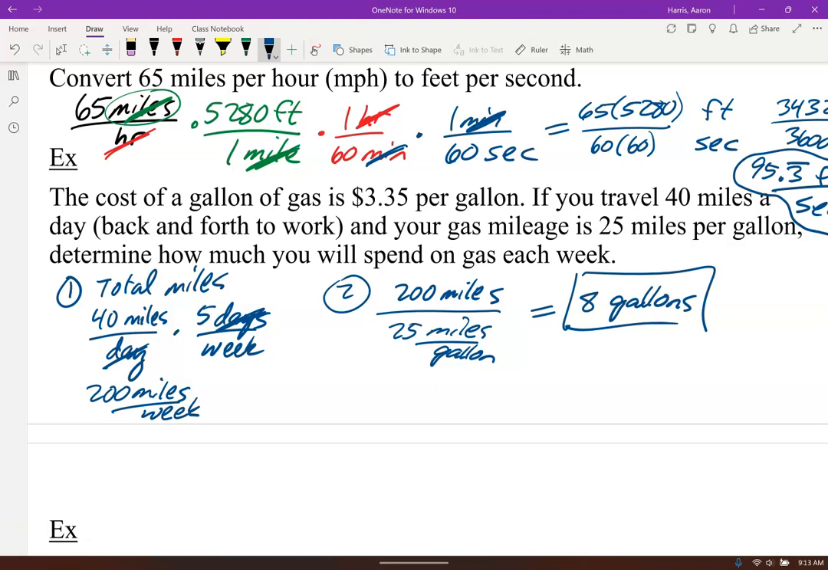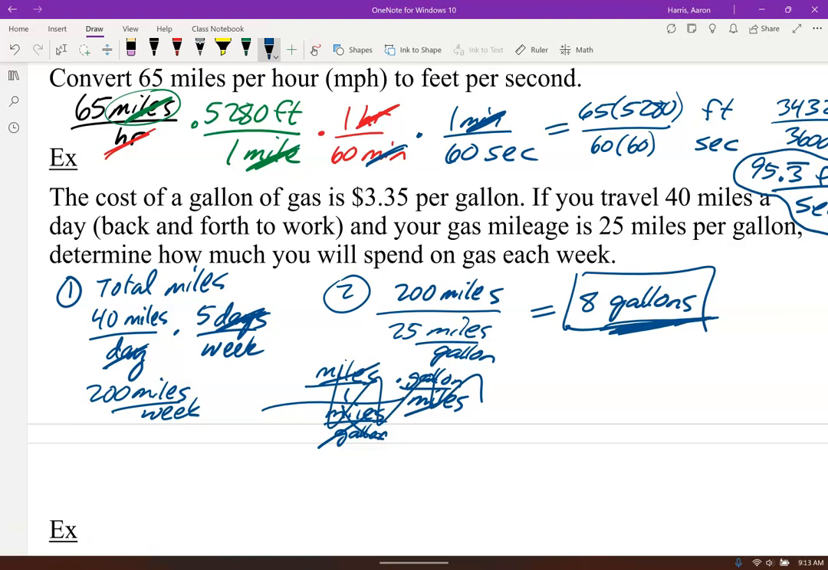And notice what I have here. My units are miles over 1 divided by miles over a gallon. So you've got to multiply by the reciprocal, gallon over miles. And so you see how the miles cancel. You're just left with the gallons when you do that division. That's what's going on with the units there. So 8 gallons is how many gallons of gas we're using.